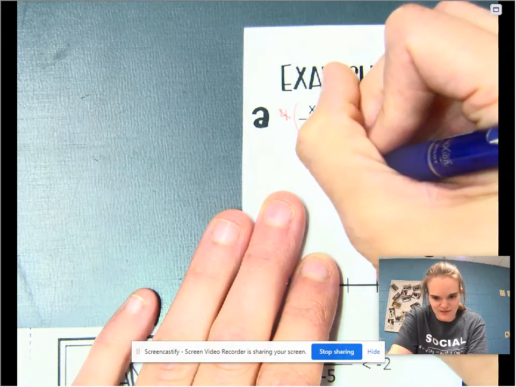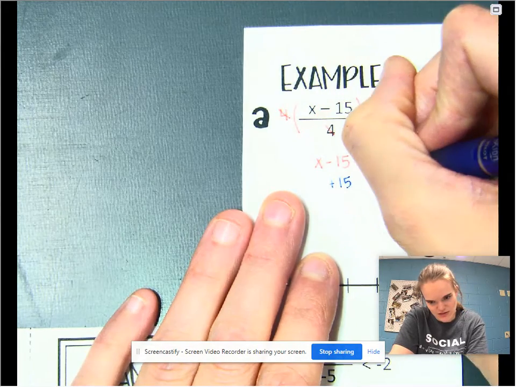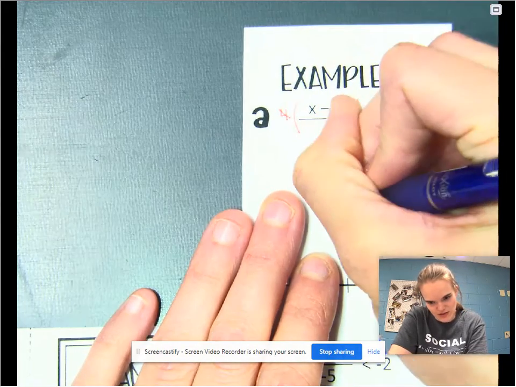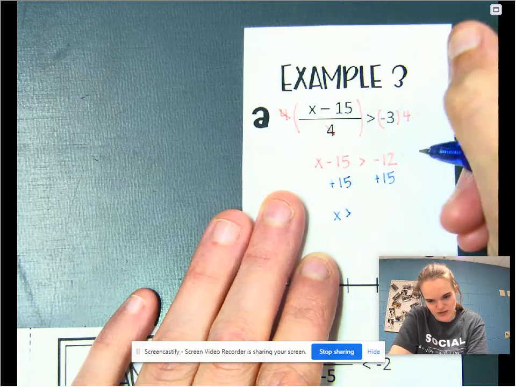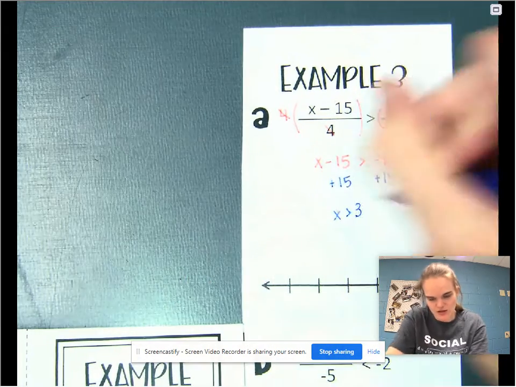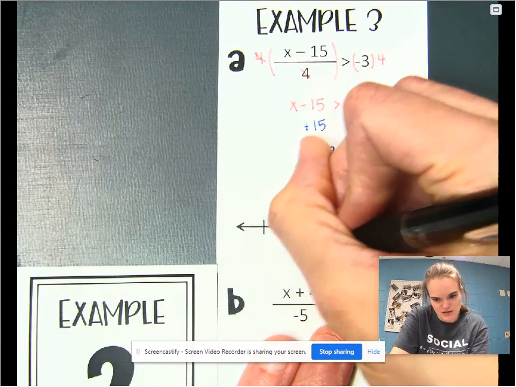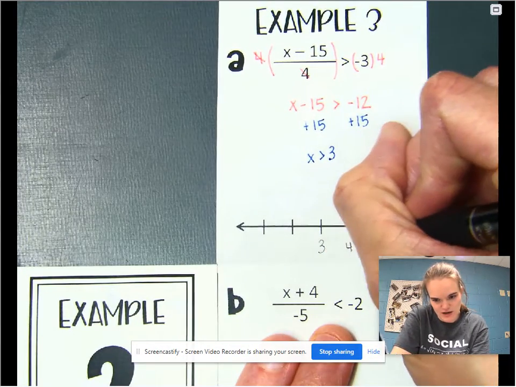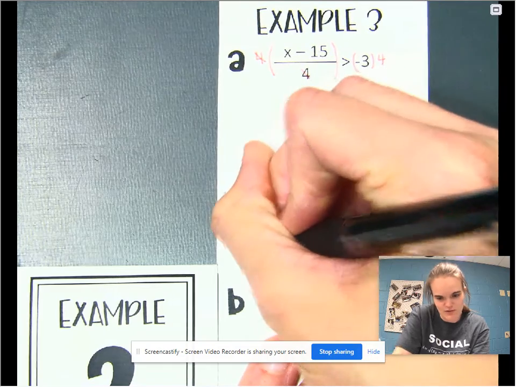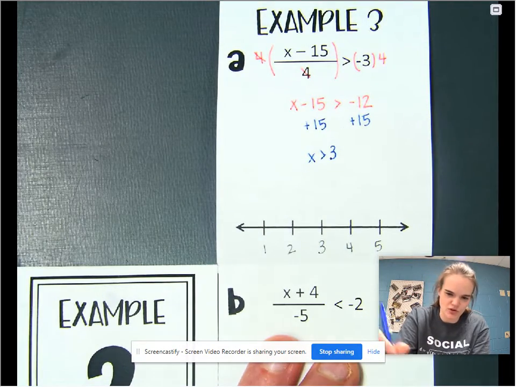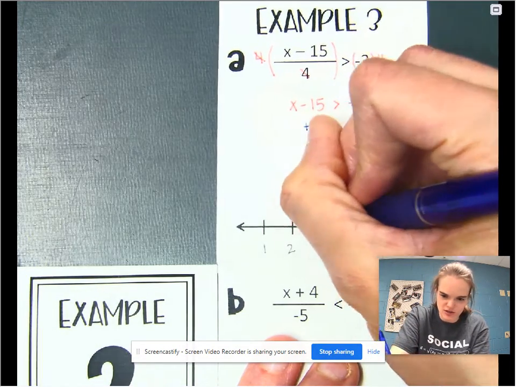Okay. Now we're going to add 15. So x is greater than 3. So 3 needs to go in the center of our number line. Then 4, 5, 2, 1. Open circle on 3. Shade to the right.